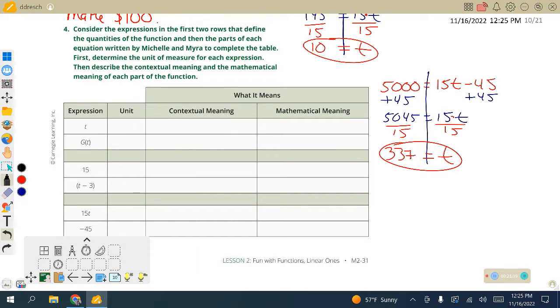Okay. Now, on that table, we're going to talk about a few of these things. All right, so let's fill out this table. The problem is I don't like filling out the tables. They don't give you a lot of room. It just sucks.